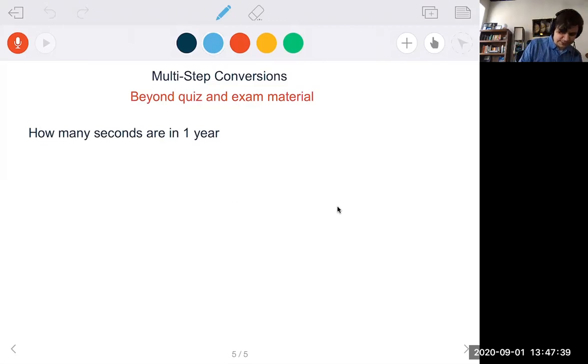So let's go ahead and fix the typo that I had preset by adding a question mark. So the question is, how many seconds are in 1 year? And I'm going to use the train track method, and then I'll reinforce some of this prefix business at the end of this question. Again, notice that it says this is beyond quiz and exam material. You don't have to do this for quizzes or exams. It is a good skill to have, however, and it really reinforces what I've been talking about for the last while. All right, so I'm going to start with what I'm given.